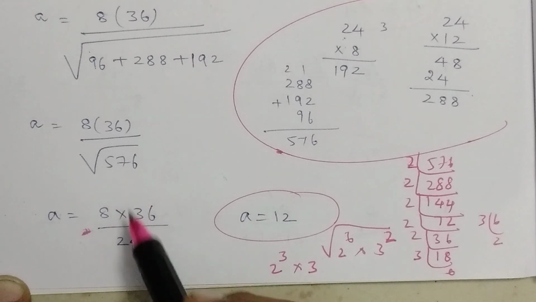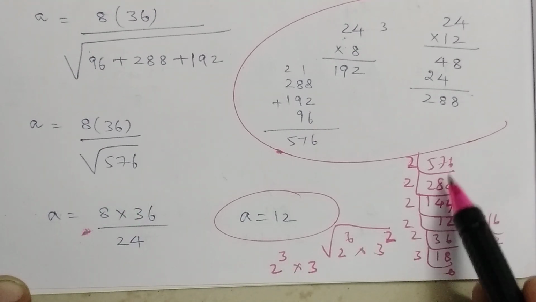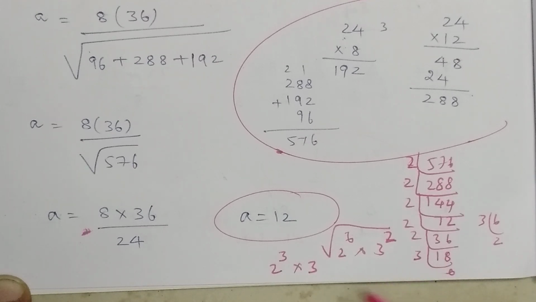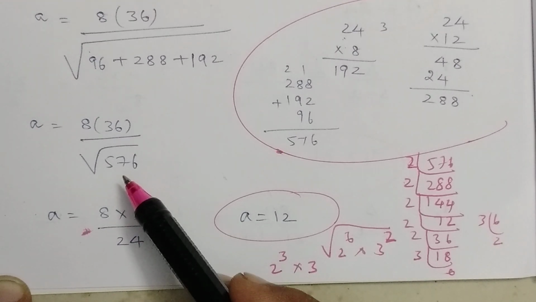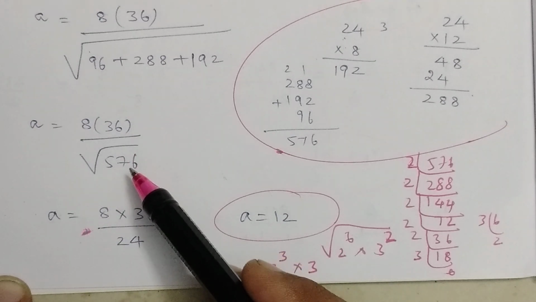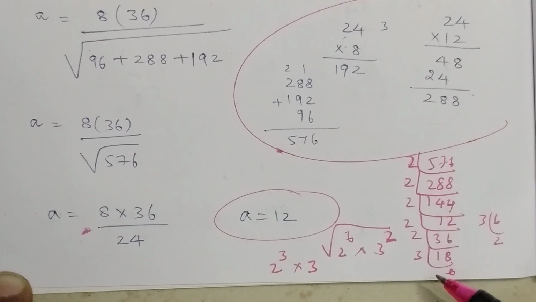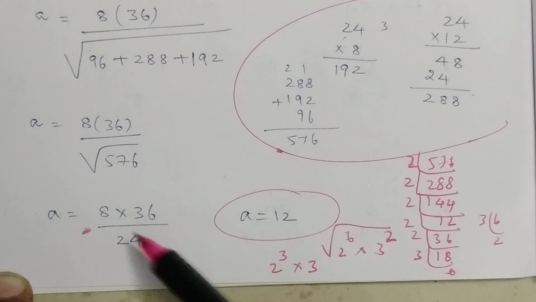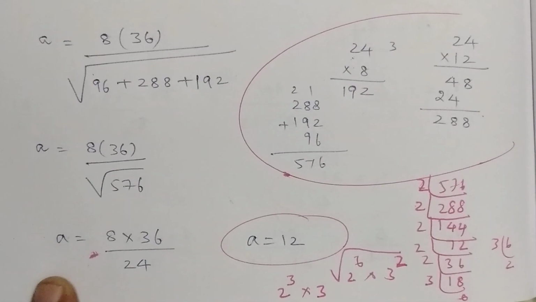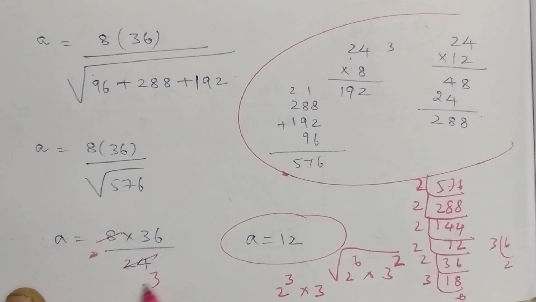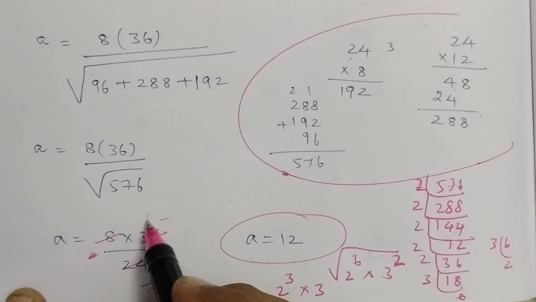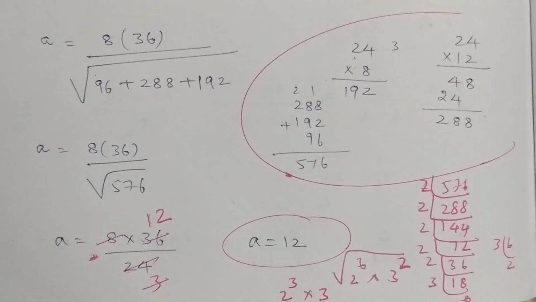If you remember root 576 as 24, you need not do all this. But suppose you forgot or you don't know how to find the square root of 576, then you have to do prime factorization so that you can get the value of root 576. Here by cancellation, 8 times 1, 8 times 3, 3 times 12. So I got the value 12, A equals 12.